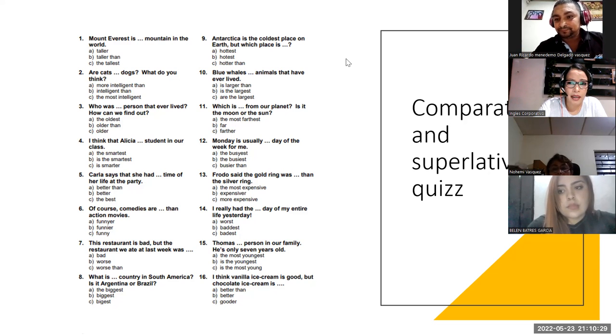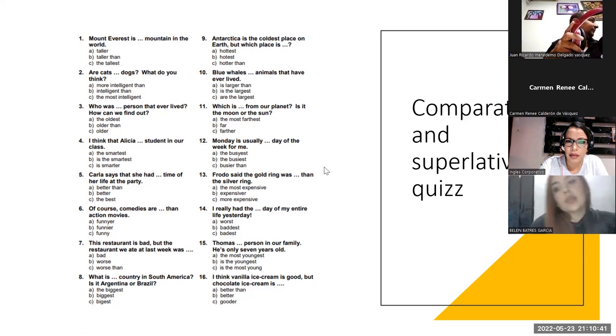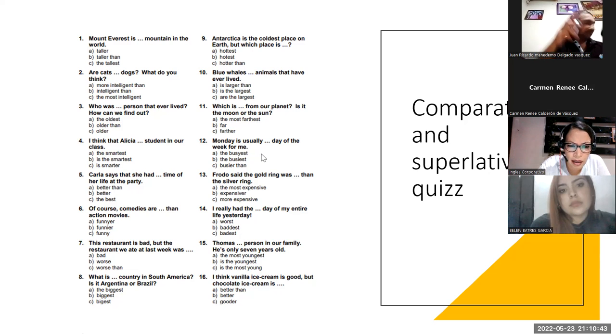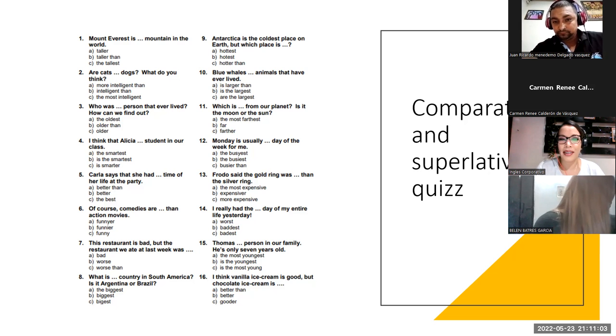Volunteer for number 11, please. Carmen, thank you. Which is... perdón, sería la 12, sí. Monday is usually the busiest day of the week for me. Letter B, right? Yes, teacher. For spelling. Excellent. Thank you so much, Carmen.